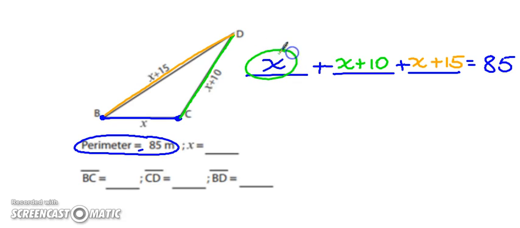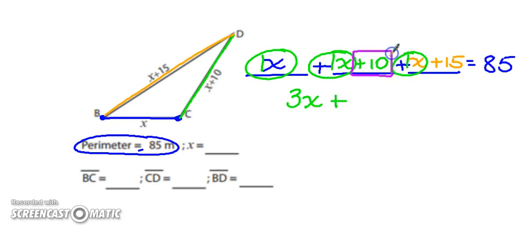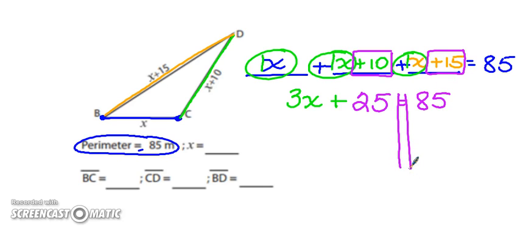We have x, x, and x. Remember, when there's no number in front of a variable, it is implied that there is a 1 there. So that's 1, 2, 3 x's plus. Don't forget that your constants are also your like terms. So you can combine your 10 and your 15. And 10 plus 15 is 25. Bringing down my 85.